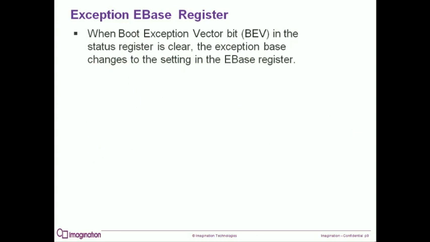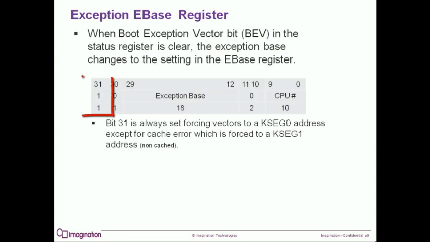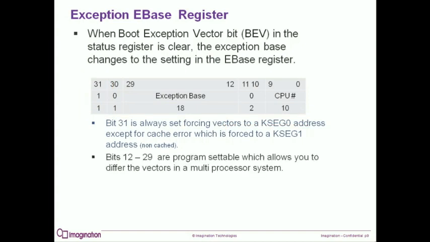The eBase register is a read-write register containing the base address of the exception vectors used when the status register's boot exception vector bit is 0, which the boot code can clear once it has initialized the cache and is ready to use cacheable vectored addresses. It also contains a read-only CPU number value that may be used by software to distinguish different types of processors in a multiprocessor system. Bit 31 is hardwired to force all vectors into the cacheable KSEG0 address space, with the exception of the cache error exception, which will be forced into the uncached KSEG1 address space.